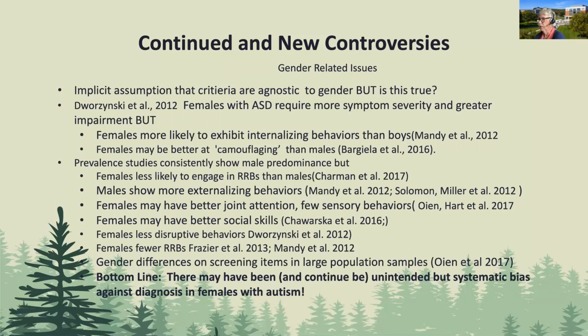There are some studies that show they're less likely to engage in recurrent repetitive behaviors. I mentioned the males have more externalizing behaviors. The females have better social skills, may show better attention, while still very significantly socially impaired. They're less disruptive. So there's a whole package of things here, including on screening tests. It turns out in large studies, there are gender differences on screening items in the typical population. So the bottom line is there may have been and continue to be an unintended but systematic bias against the diagnosis of autism in females.